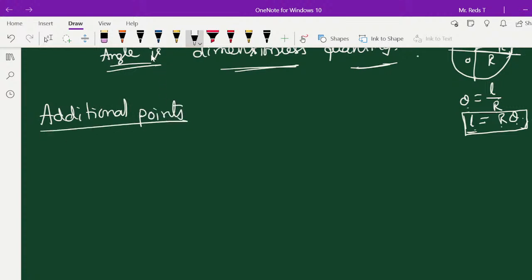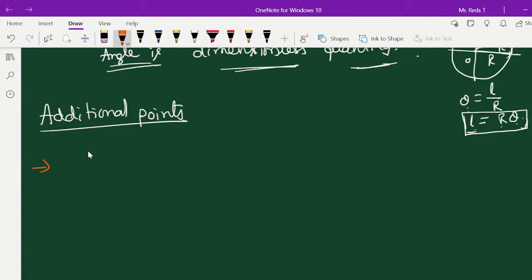So the first point is, the angle will be taken as positive if the rotatable line, or revolving line, is revolving in the anti-clockwise direction, then the angle swept will be taken as positive. Whereas if the revolving line is revolving in the clockwise direction, the angle will be considered as negative. These points you have to keep in mind. So just note this down.